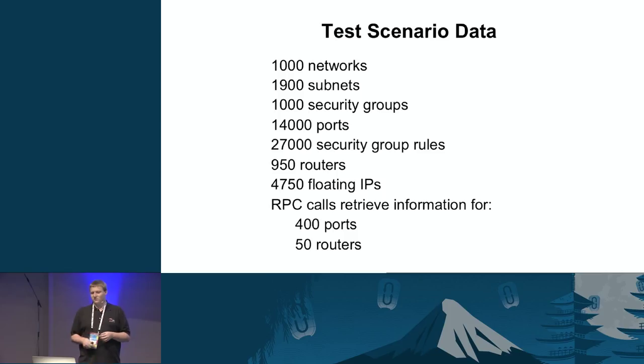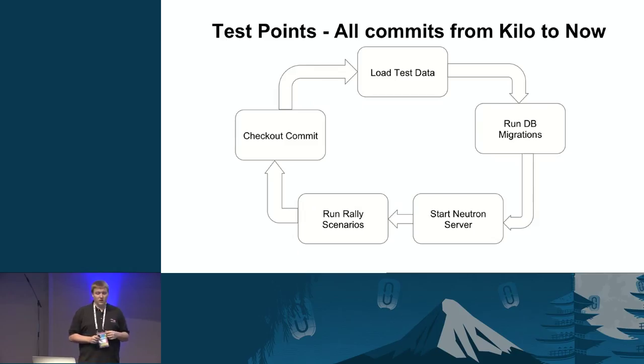950 routers, 4,000 floating IPs, and then make an RPC call, retrieve information for 400 of the ports and 50 of the routers. This would be kind of a heavily loaded agent in a deployment you might see now. So I wanted to measure how this changed from the start of Kilo development all the way to the end of the Liberty release now.